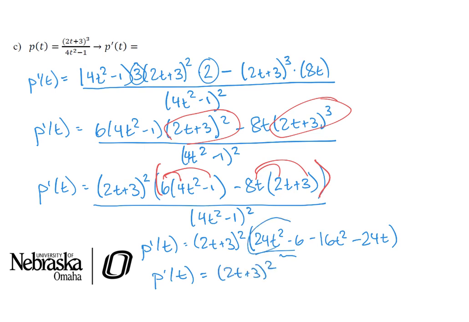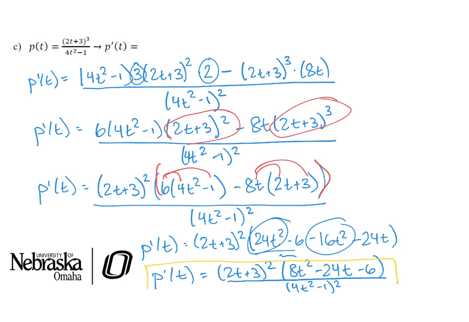Notice we can combine 24t squared minus 16t squared to be 8t squared minus 24t. Why do I have a plus here? Hold on a second. Let me back up. That is not a plus. So we're multiplying by this whole thing. (2t plus 3) squared times (8t squared minus 24t minus 6) divided by our denominator, which is (4t squared minus 1) quantity squared. So that's our final answer there. A little bit algebra heavy. So that concludes section 4.3.